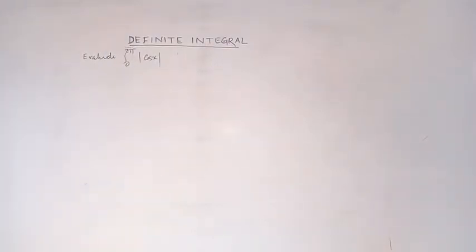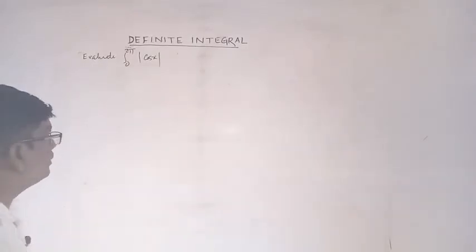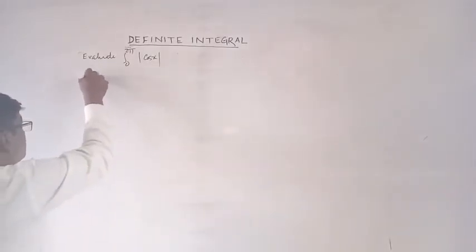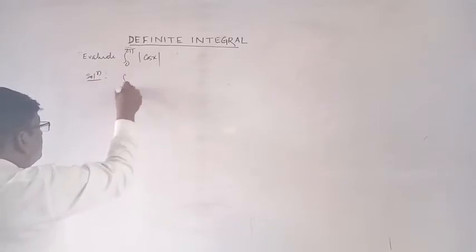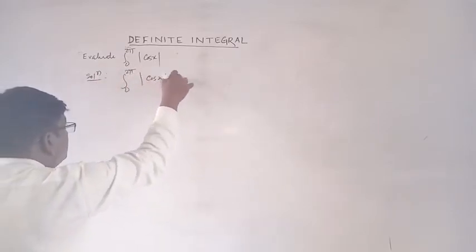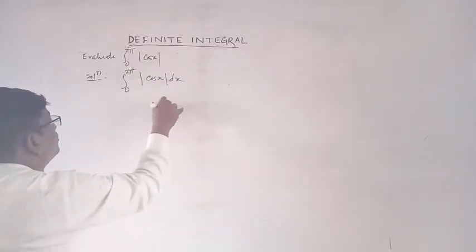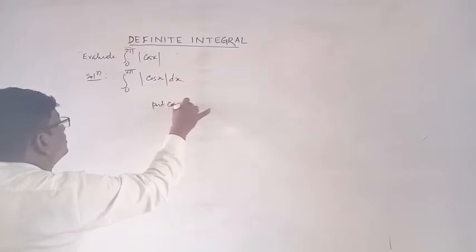Another question, evaluate integral from 0 to 2 pi of mod cos x. Okay, so solution is integral from 0 to 2 pi of mod cos x dx. Okay, so put cos x is equal to 0.